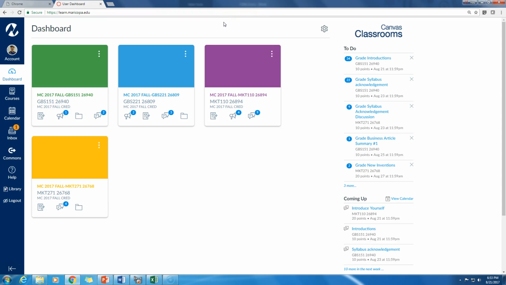I'm already logged on, so I didn't have to go through the log on screen, but you'll have to, of course, log on using your MEID and password. For those of you who may be confused about the course that you see on your dashboard, it's a combined course, so I've combined two sections, section 26940 and 26941 into one section. So click on the GBS 151 dashboard.